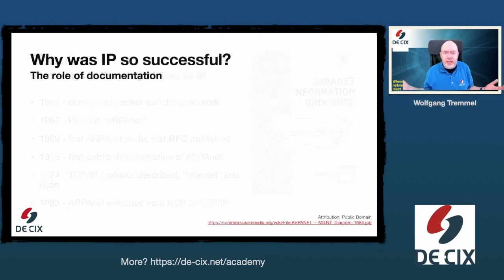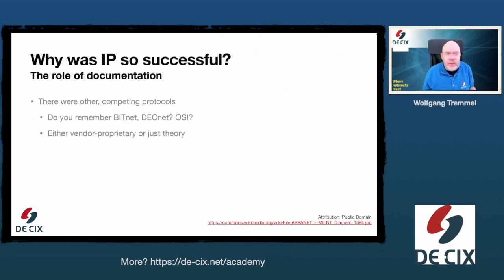Why was the internet so successful? At the time it was invented, there were competing protocols. Do you remember DECnet or BitNet or OSI? Not really. All of the other protocols, they were either vendor proprietary or just theory. Vendor proprietary in this case means one manufacturer, one inventor holds the licenses for these protocols and charged, of course, license fees if you wanted to use it.